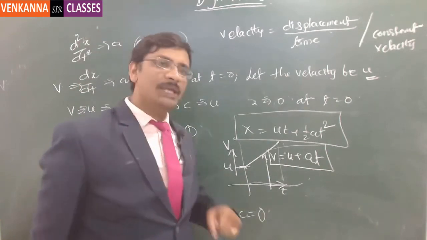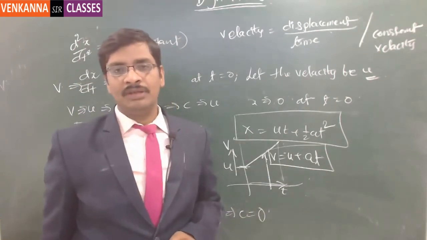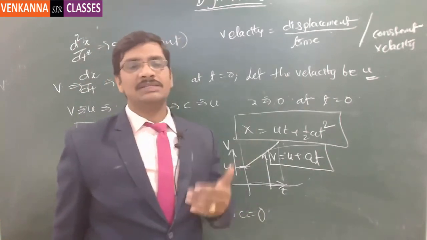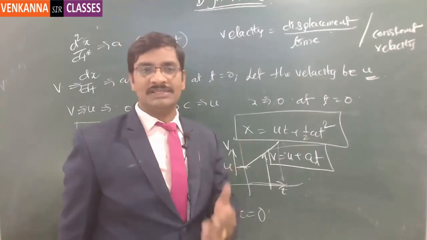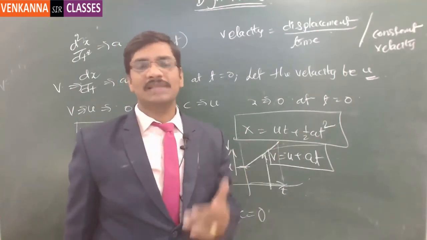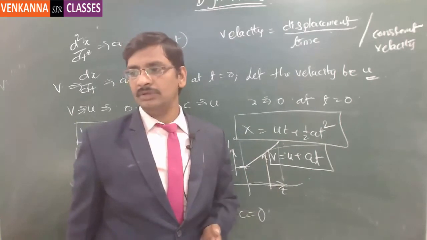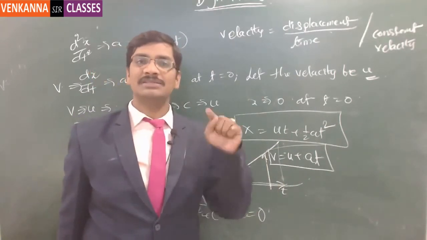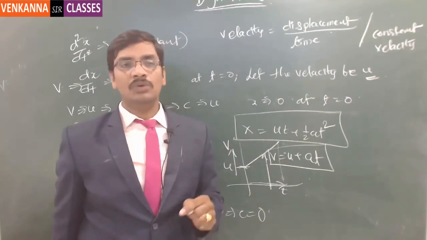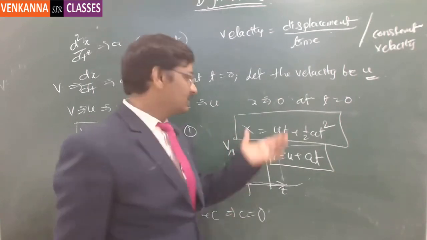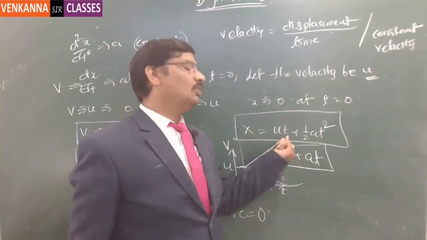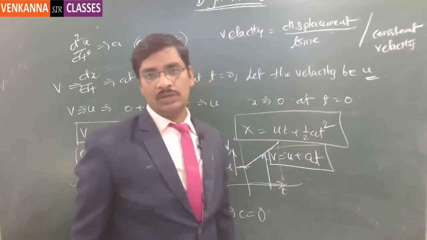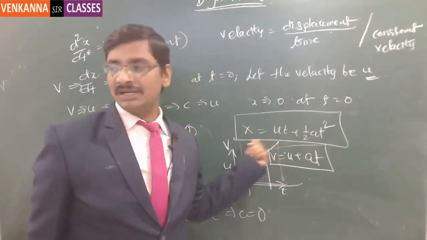Now when you keep on increasing the velocity, the distance traveled in the first second versus the distance traveled in the second second is completely different, because the velocity in the first second is different and the velocity in the second second is different. Now how to calculate the displacement? That is given by x is equal to ut plus half at square. So this is the displacement and time relation.